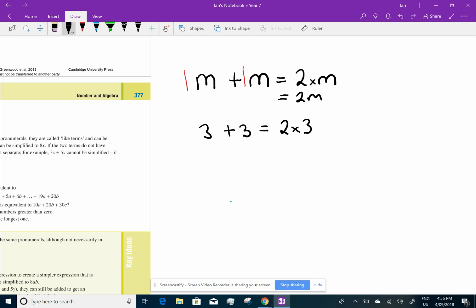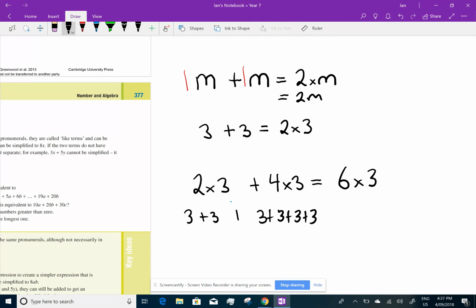So, if, for example, I had 2 times 3 plus 4 lots of 3, well, smart people would go, I've got 2 lots of 3 and I've got 4 lots of 3, and that's 6 lots of 3. You can watch, that's 3 plus 3, and that's 3 plus 3 plus 3 plus 3. There's a plus in the middle. So you can see that it's 6 lots of 3.